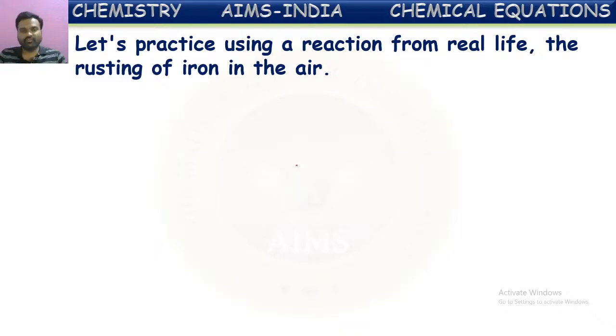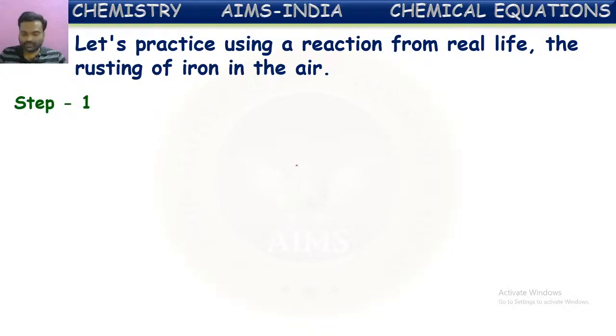So what is rusting of iron? When iron objects are kept in the atmosphere, outside in the air for a few days, they react with atmospheric oxygen and convert into the respective iron oxide. That is called rusting of iron. So let us try to balance the equation which represents this rusting of iron.